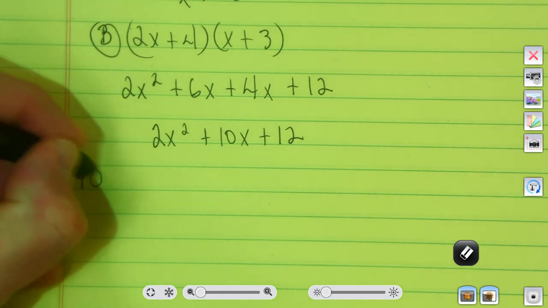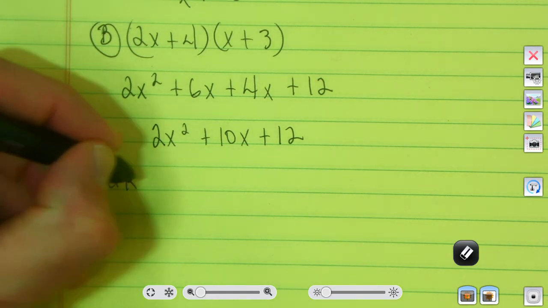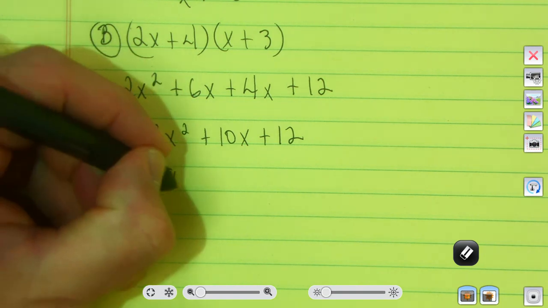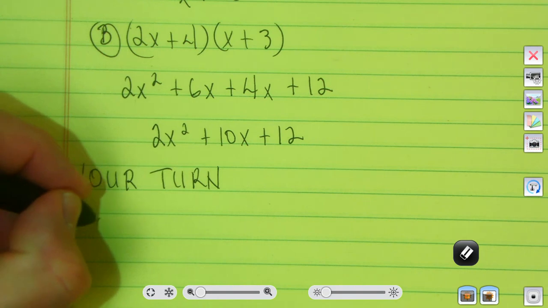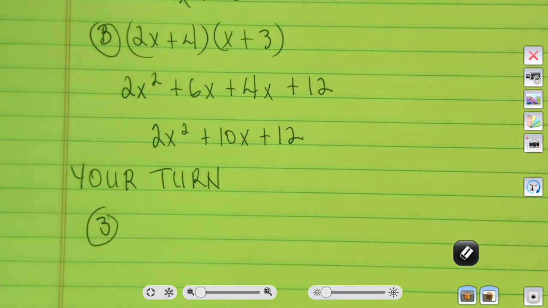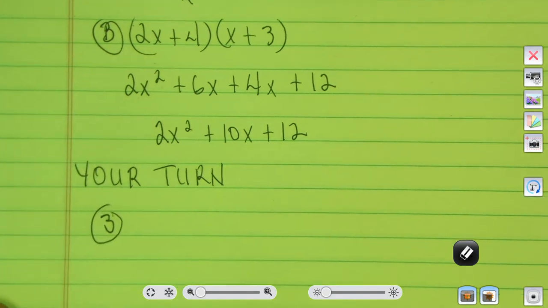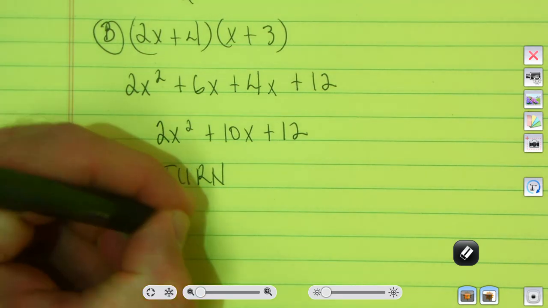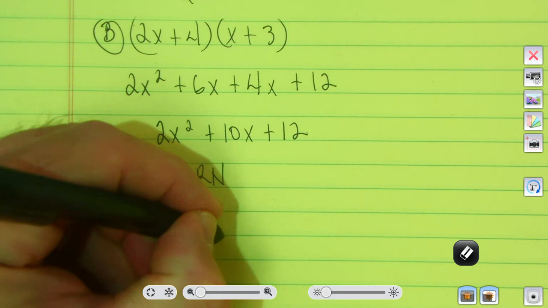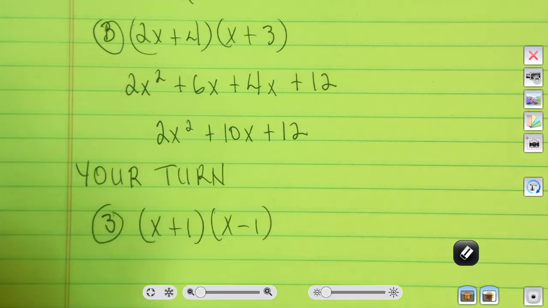Let me let you try one on your own without my help. So it's your turn. Write this one down. I'm going to label this one number 3 to match your textbook. (x + 1)(x − 1). So what kind of answer do you come up with for that?